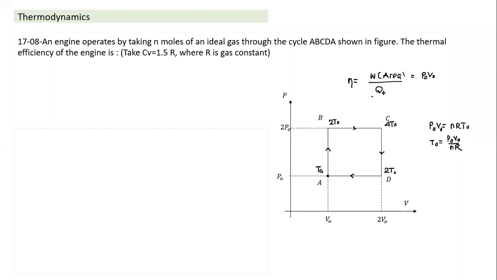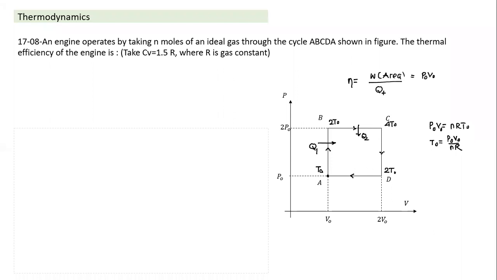To calculate this, out of the four processes, I need to identify in which steps heat is given to the gas, which part Q is positive, and which part Q is negative. I will add up only the positive part of Q. So let's start from here. A to B, Q is positive. I think all of you should easily understand Q1 is positive here. Here also it is going above the adiabatic curve, so Q2 also is positive. Heat is going into the gas.